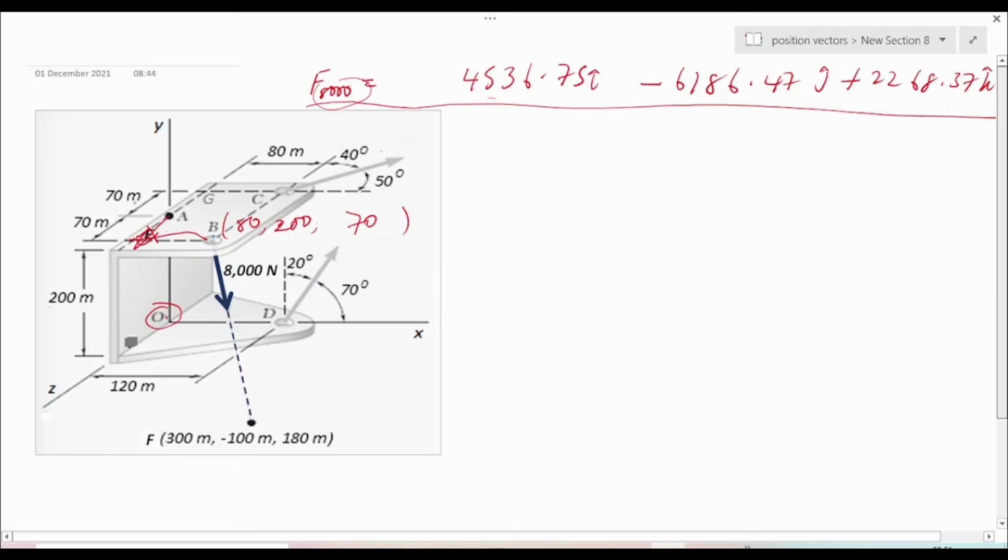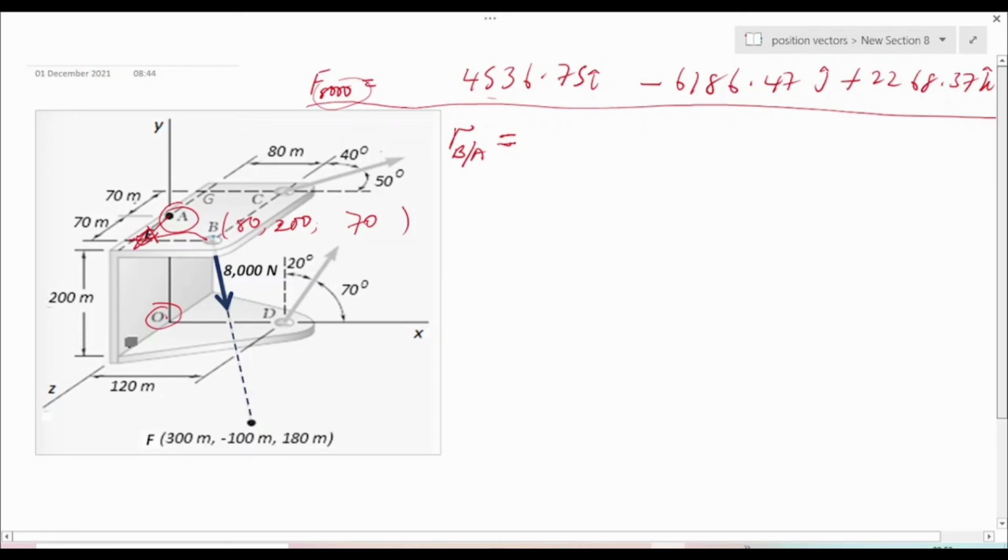Let's say we want to look for the moment of force B about point A. You may need to find the position vector of that force from point A to point B. And to evaluate the position vector, you have to move from point A to point B, and one may travel in the direction of the x-axis.